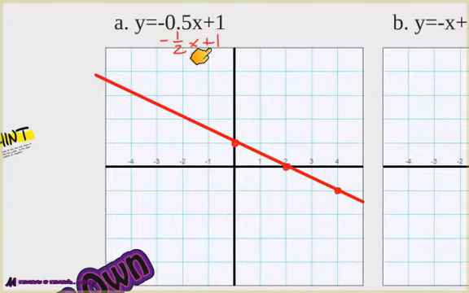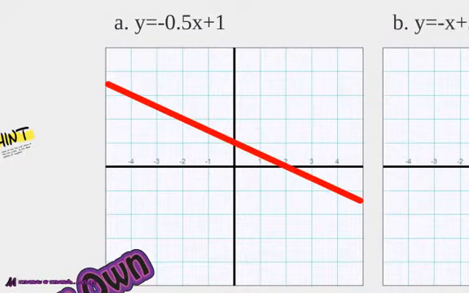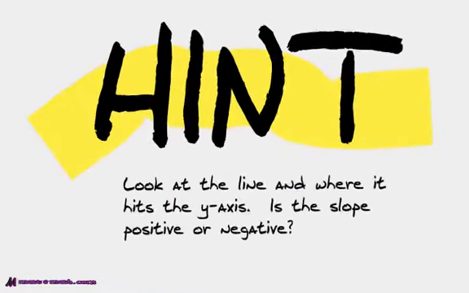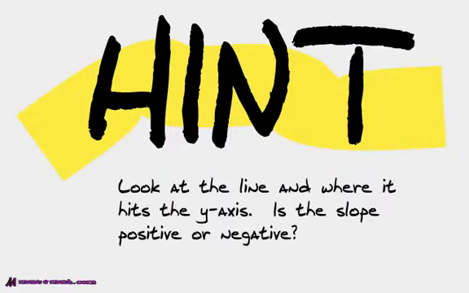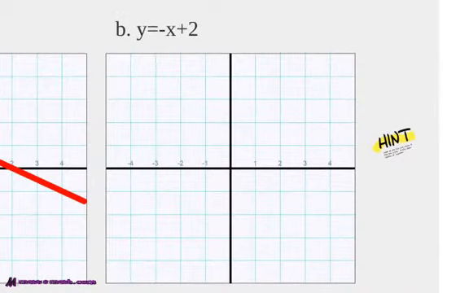Check it. Our y-intercept is 1. Our slope is down 1/2. We're good to go. There it is. All right. Looking at the line and where it hits the y-axis, that's the first thing you're going to want to do, okay? That's B. And you also want to double check whether the slope is positive or negative. That's a good check to go over the line and say, hey, is it going up to the right or down to the right?